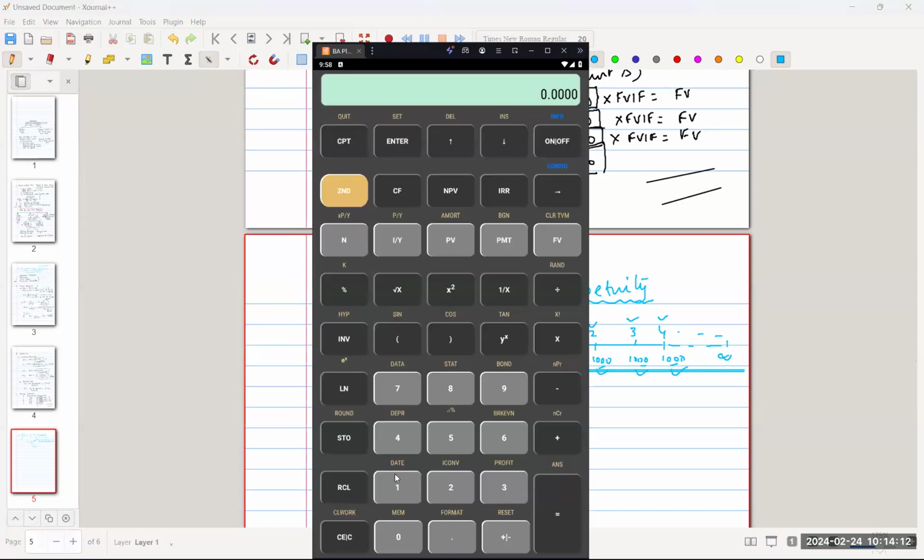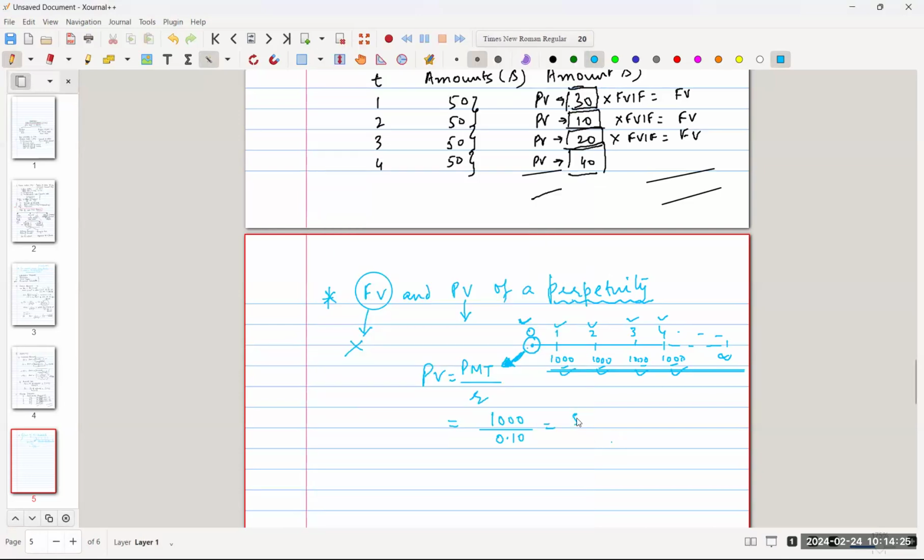So 1,000 divided by 0.1 would give me $10,000. So if I invest $10,000 today in this scheme, the scheme promises to keep paying me $1,000 at the end of each period till foreseeable future. That is how we will calculate the present value of a perpetuity, right? Future value of a perpetuity is not calculatable because there is no ending future point in time.